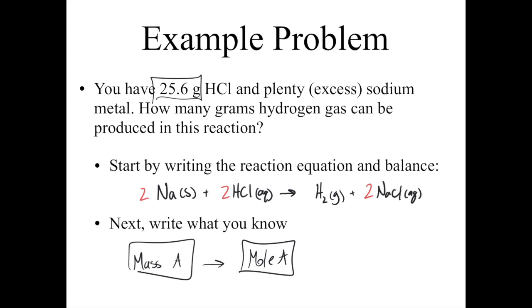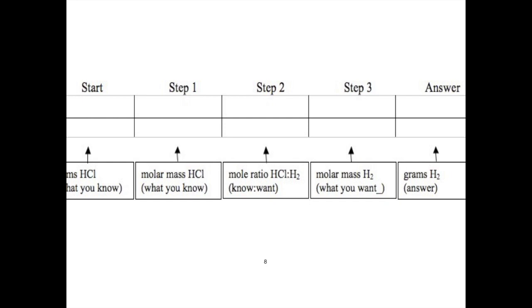Now, we're going to use the mole-to-mole ratio to convert to moles of substance B. And then finally, using a second molar mass for that substance that we're trying to find, in this case, it's hydrogen gas, we're going to find the mass, or grams, of substance B. And that's our plan. We're going to go from mass to moles to mass, using a molar mass step, a mole-to-mole step, and a second molar mass step.